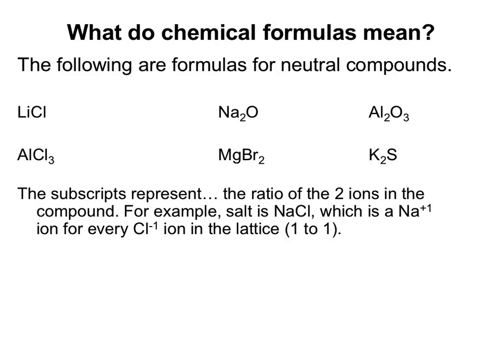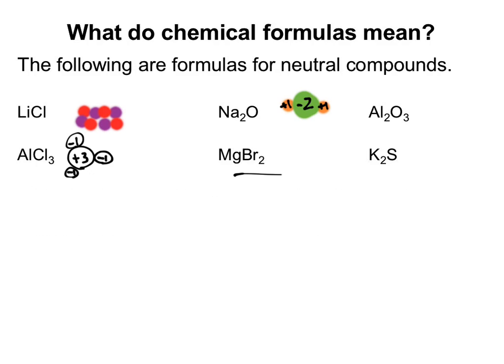Magnesium, oops, whoa. I pressed the wrong button, sorry. Magnesium and bromine. Magnesium is a +2. Bromine is a -1. So I need 2 of them. Potassium and sulfur. Potassium is a +1. Sulfur is a -2. So I need 2 of them. 2 of the +1s. 2 of the potassiums.